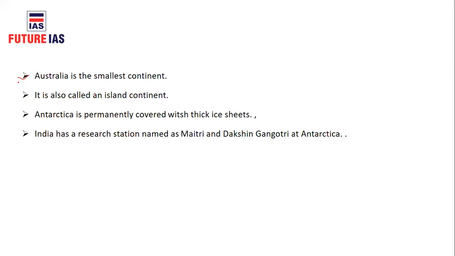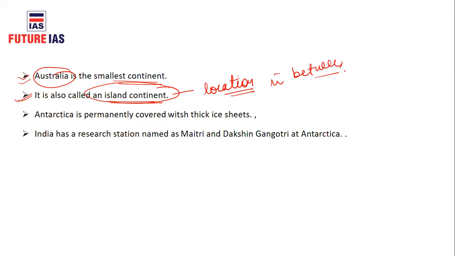When you compare all the continents, Australia is the smallest continent. It is also called an island continent. Why is it called an island continent? Because Australia's location lies in between the ocean. It is located within the ocean, but its size is so bulky that it corresponds to a continent rather than an island. So we call it the island continent.